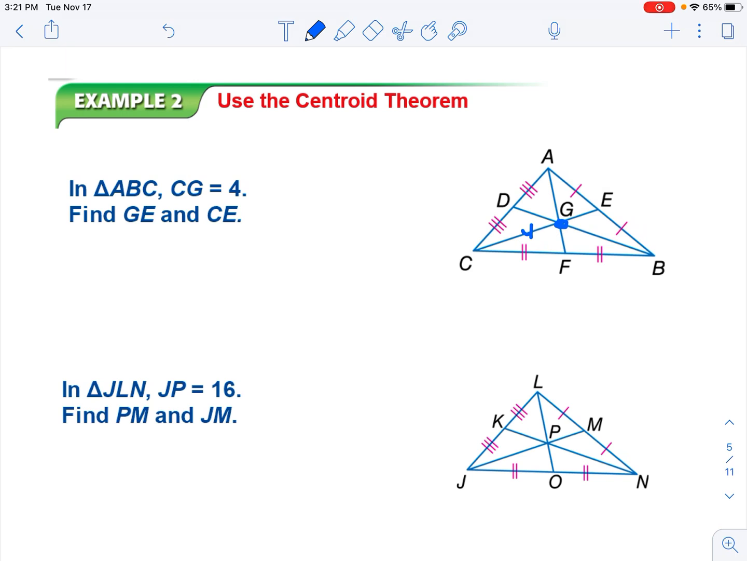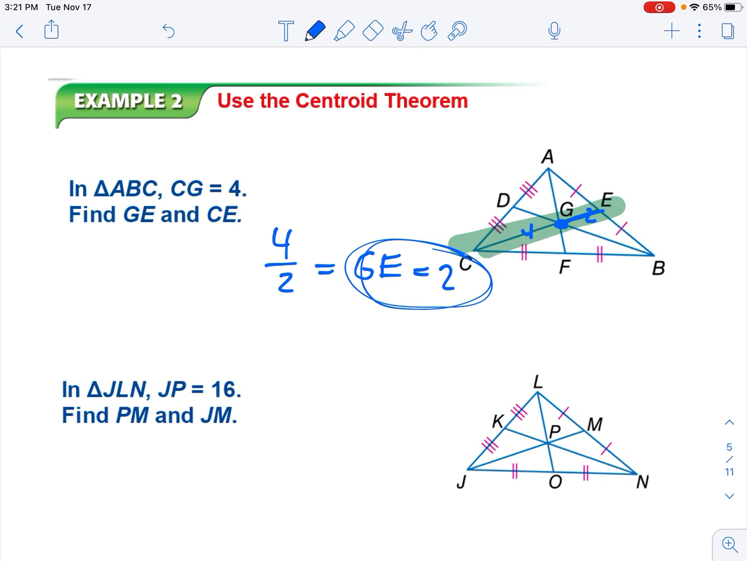We need to find GE as well as the whole segment. So simple enough, we know CG has to be double GE. So we take CG is equal to 4, we divide that by 2. So CG equal to 4 divided by 2 is going to equal GE. So GE equals 2.